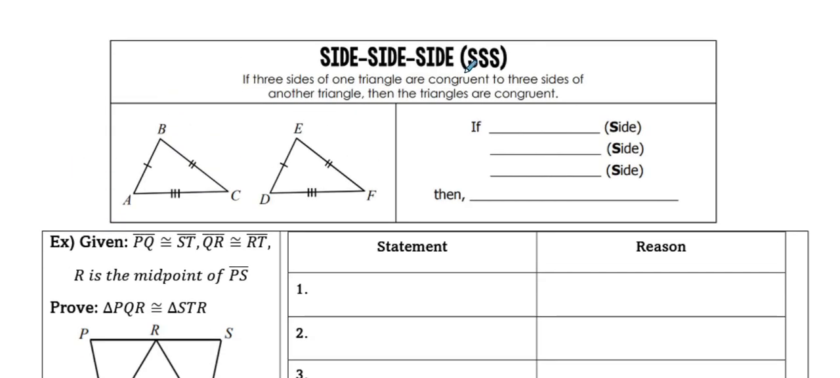All right, the next one is side, side, side. So that's showing that all three pairs of sides are congruent. So we're going to write out something very similar to the previous one. AB is congruent to DE. BC is congruent to EF. And AC is congruent to DF. If that's the case, if all three pairs of sides are congruent, then the triangles are also congruent.